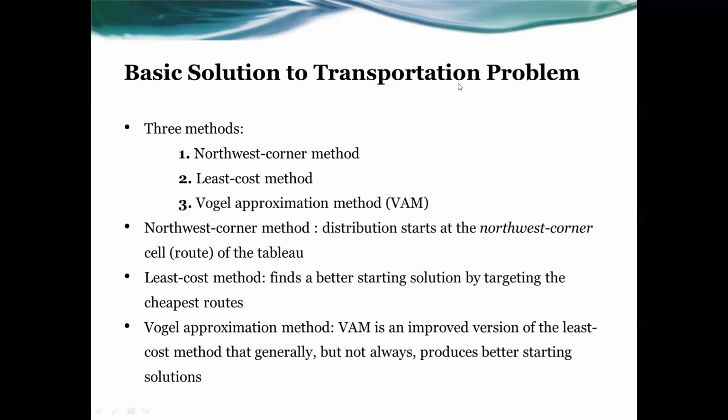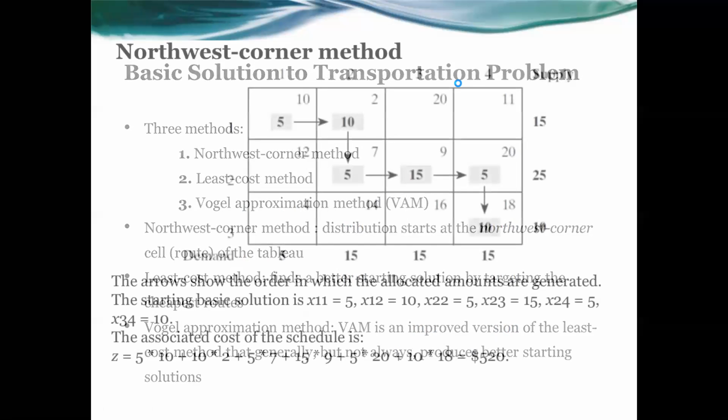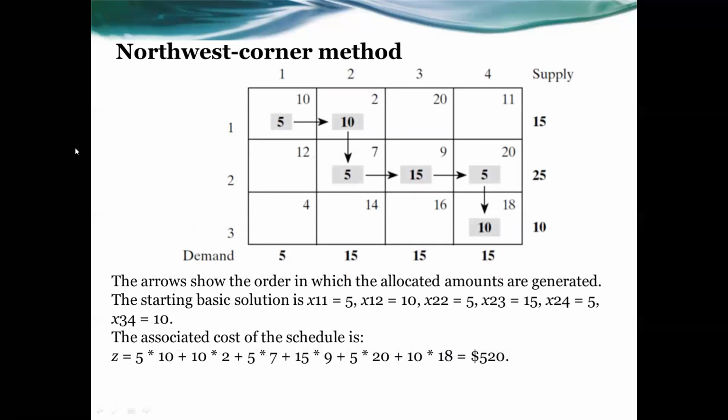Vogel's approximation method is a little bit different from those two methods, the northwest corner and least cost methods. Here we find out the opportunity cost of the transportation. We will discuss it when we come to the worked example. Okay, let's move on to the first method, the northwest corner method.